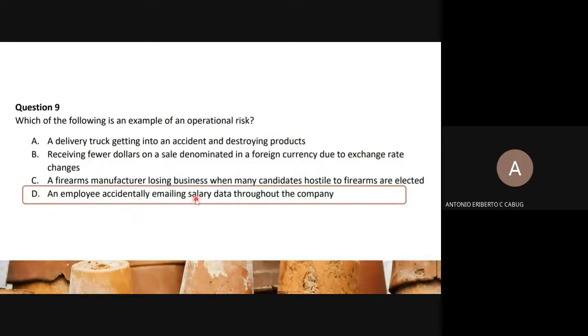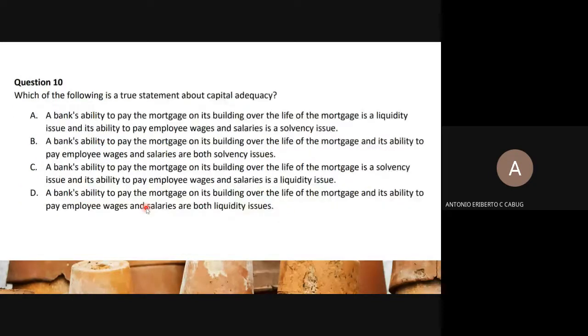While an employee accidentally emailing salary data throughout the company, nagalit, nag-away-away mga empleyado dahil dito, hindi sila nagkakatiwalaan. Letter D, this is due to failed internal process. Hindi gumana yung internal control mo. Yung employee nag-email ng sensitive info sa buong company. Correct answer is letter D. Okay? Marami sa inyo sumagot ng A. The answer is D. Okay?